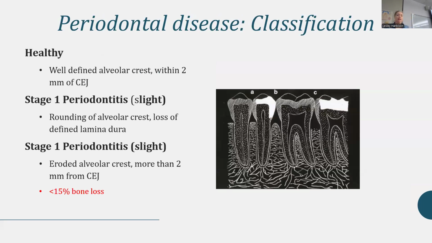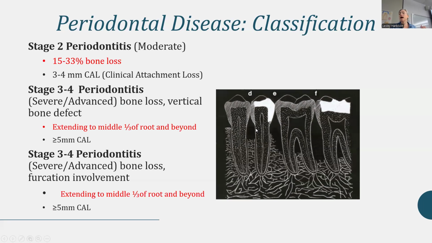Again, a lot of this is repetition. Well-defined alveolar crest within 2 millimeters of the CEJ. Stage 1, rounding of the alveolar crest. You start to lose a little of that bluntness, and some widening of the PDL starts to happen. Then they lose a little lamina dura. As we go farther, it starts to get a moth-eaten look to the alveolar crest as we get more bone loss.